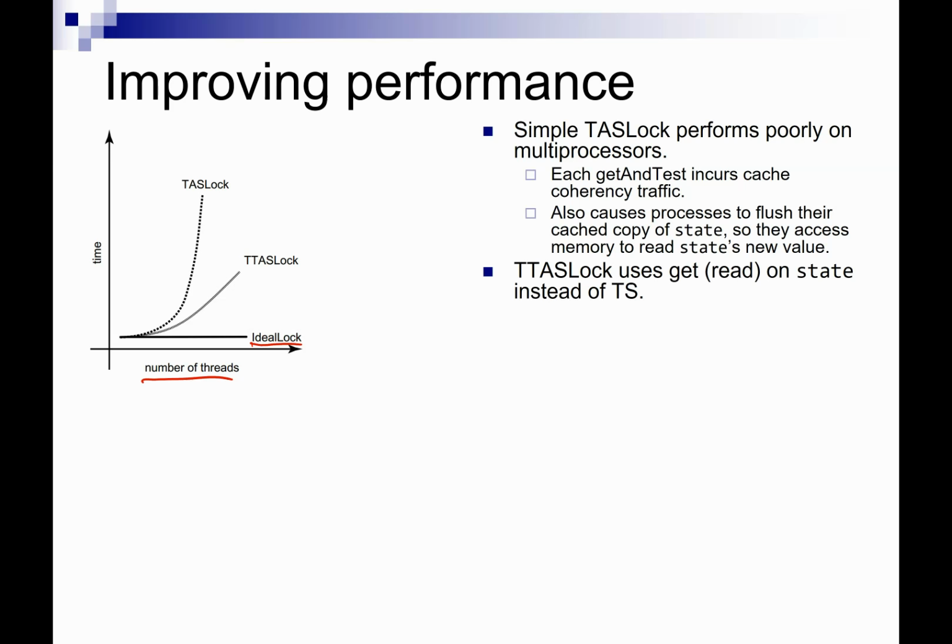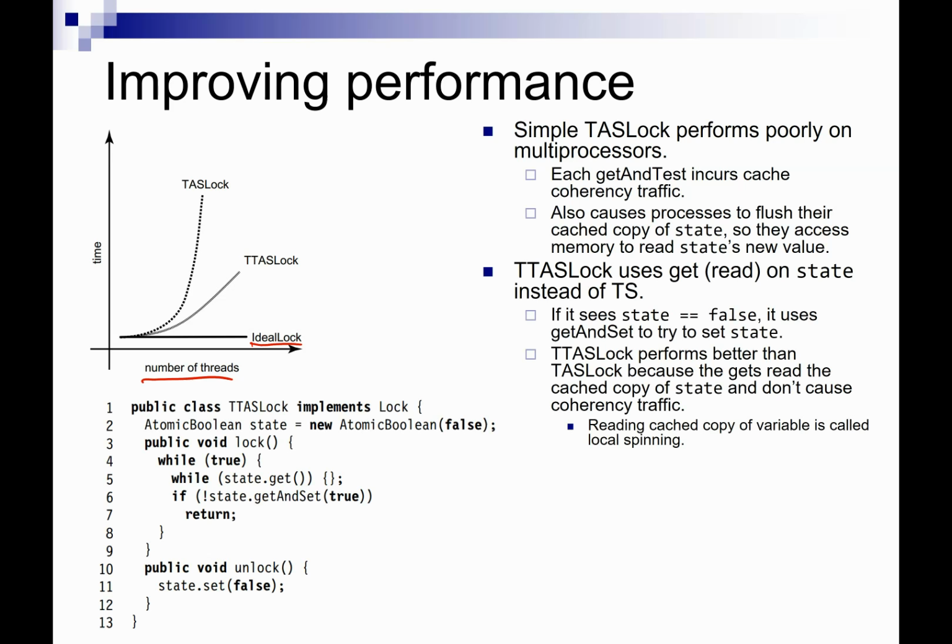Next, we're going to look at a slight modification called TTAS lock. TAS is test and set, TTAS is test and test and set. The way this works is that the previous TAS lock algorithm did a spin on this get and set operation, which caused cache coherency traffic over and over. This TTAS lock is not going to spin on the test and set. Rather, it's going to spin on a regular read variable. It's going to repeatedly read a variable.